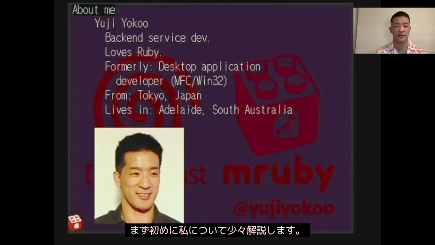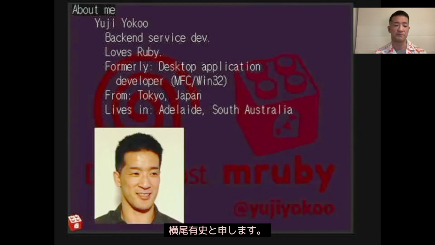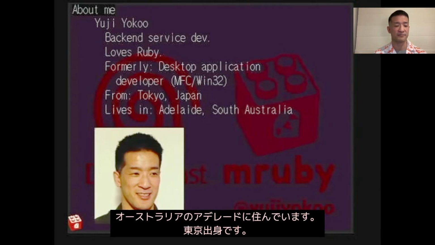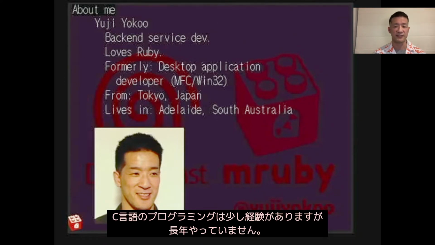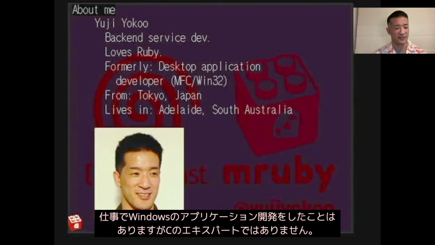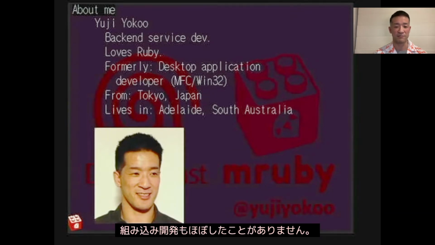So to start with, I'd like to tell you a little bit about myself. My name is Yuji Yokoo. I'm based in Adelaide, Australia, and I'm originally from Tokyo, Japan. And I have some background in C programming, but that was a long time ago. I did some work on Windows application development, but I'm no expert in C, and I have no real background in embedded programming.